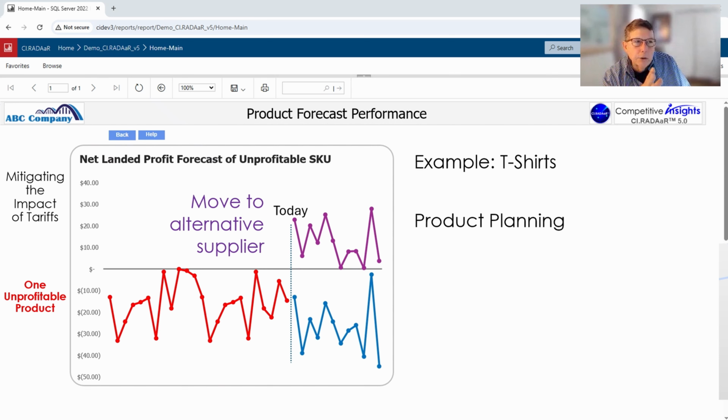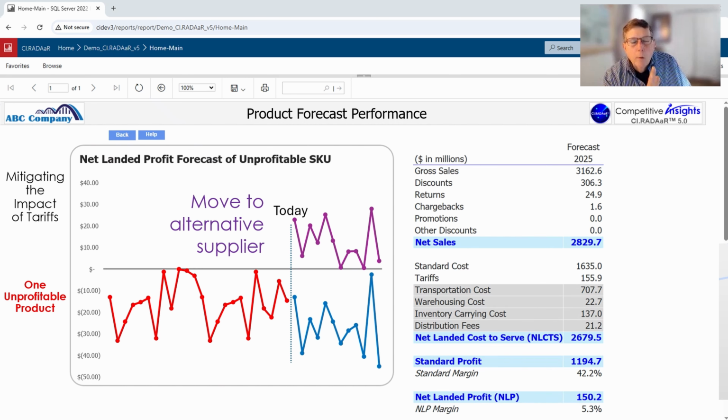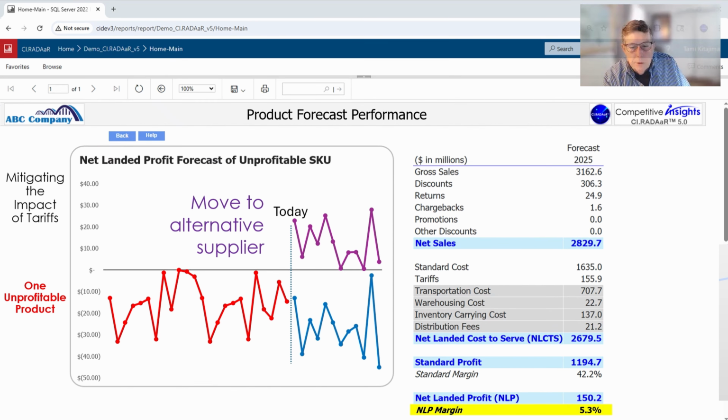So if I do move them to another supplier, where I've actually got a better set of what we call net landed profit capability, we can see that I would move an unprofitable T-shirt to a marginal at 5.3% profitability. So again, all about that visibility around tariff mitigation, 6 months long.